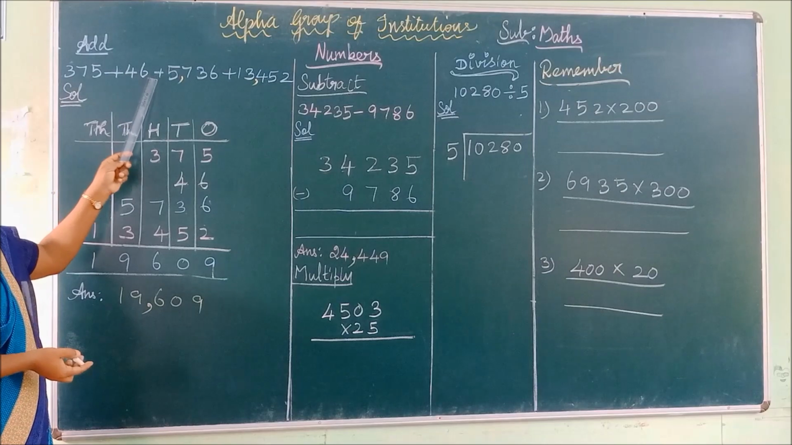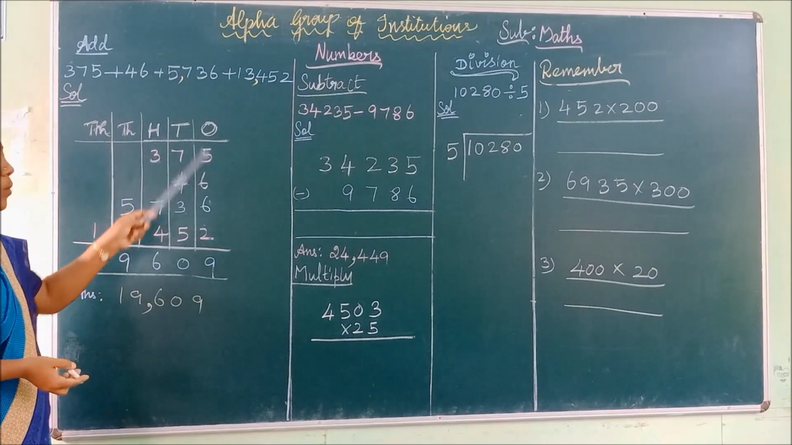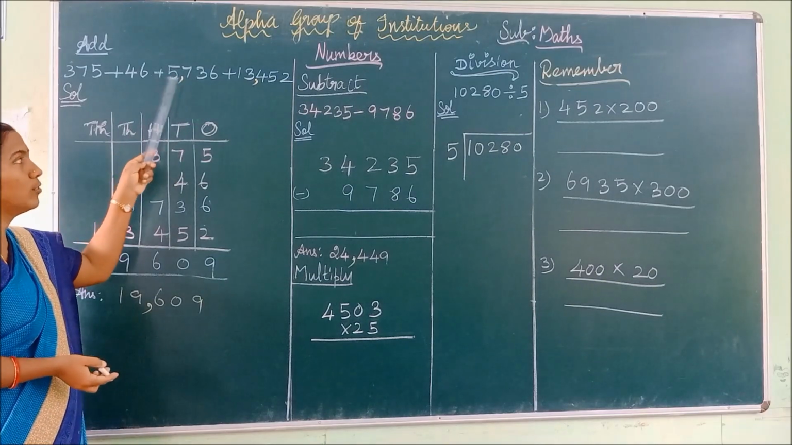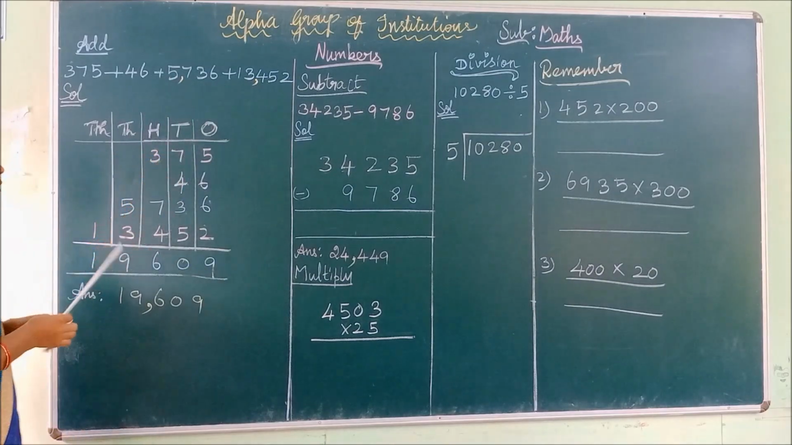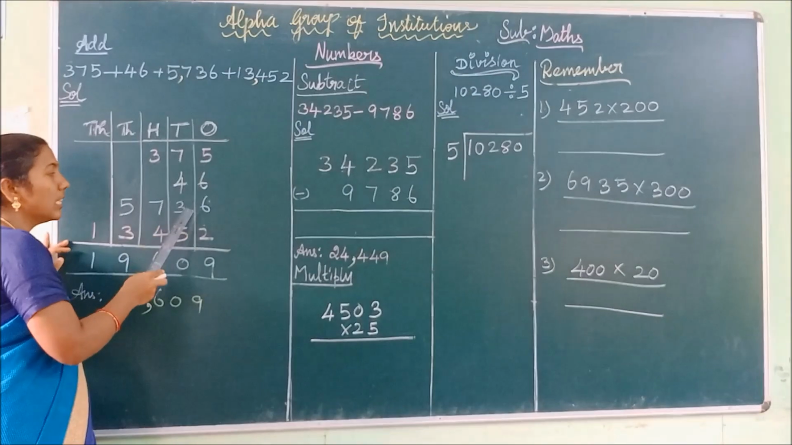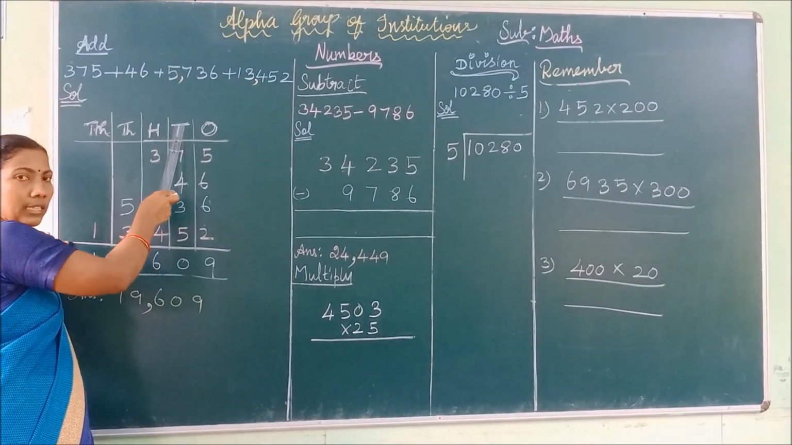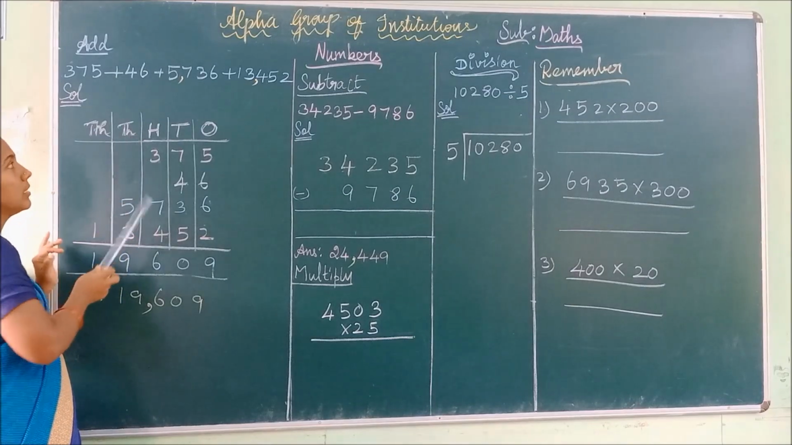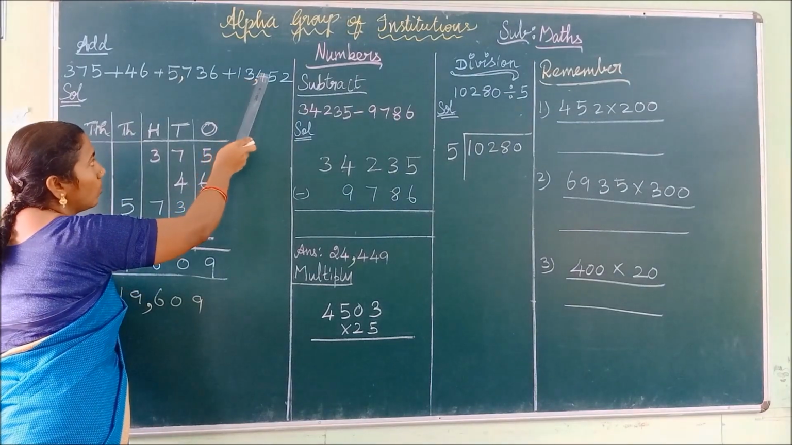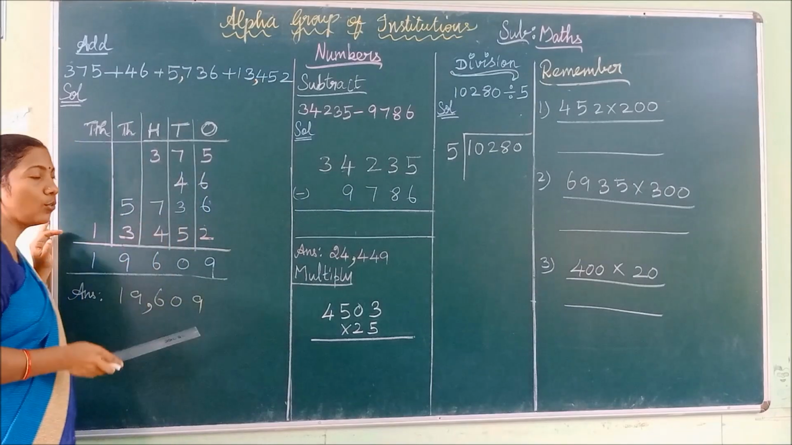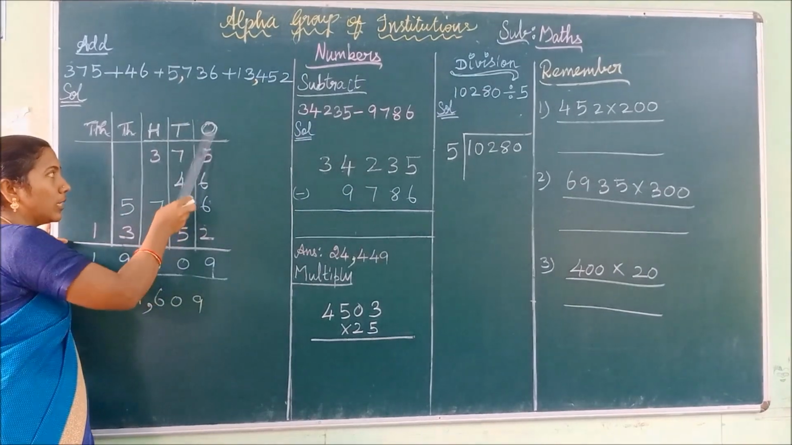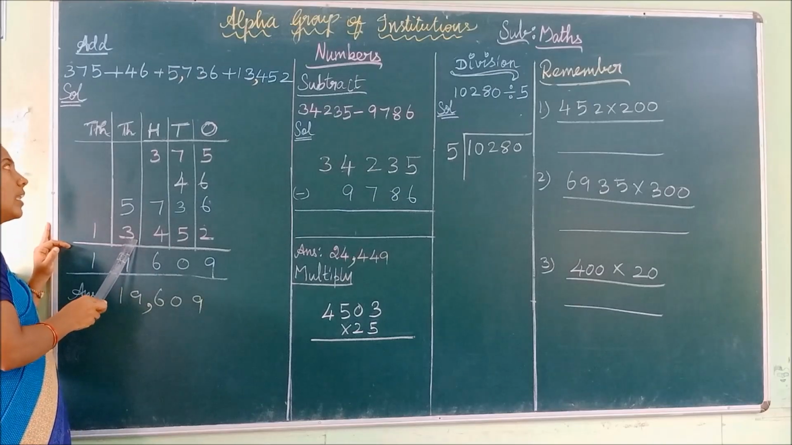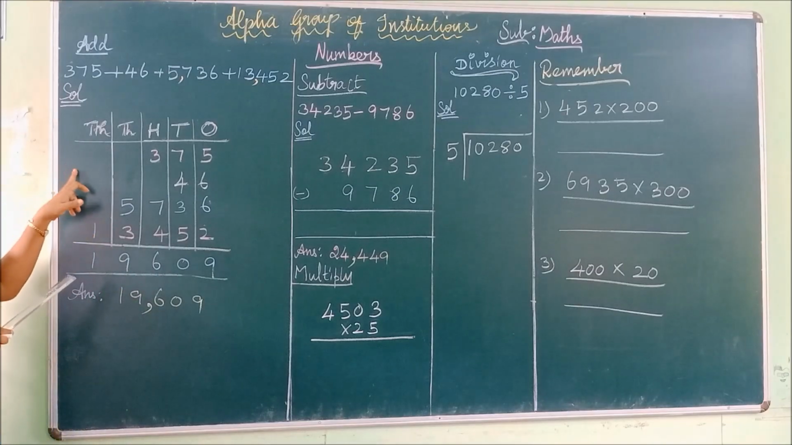See the next number, 46. You have to write the 6 in ones place and 4 in tens place. What is the next number? 5736. You have to write the 6 in ones place, 3 in tens place, 7 in hundreds place, and 5 in thousands place. What is the next number? 13,452. You have to write the 2 in ones place, 5 in tens place, 4 in hundreds place, 3 in thousands place, and 1 in 10,000s place.